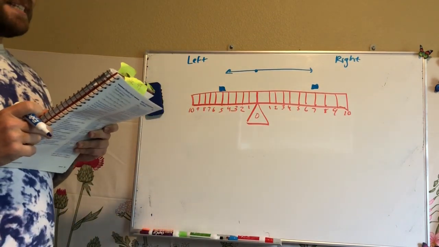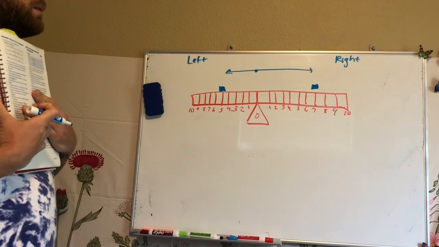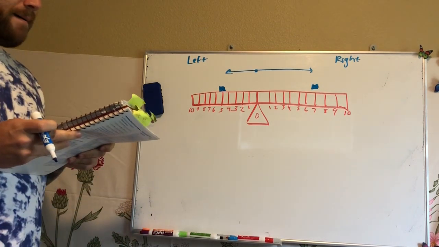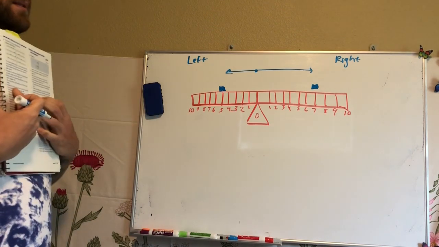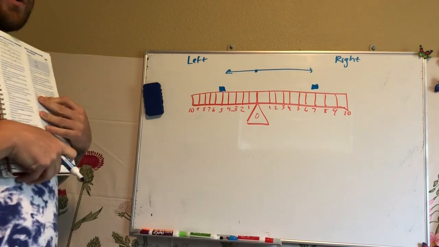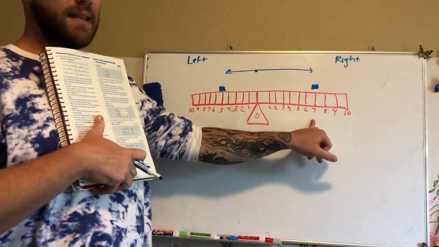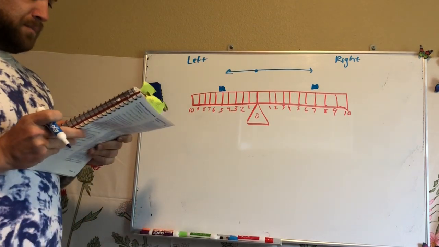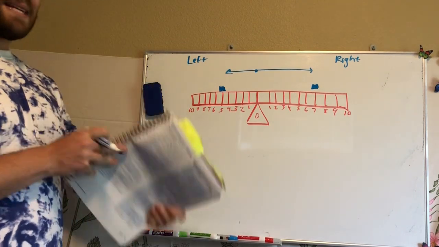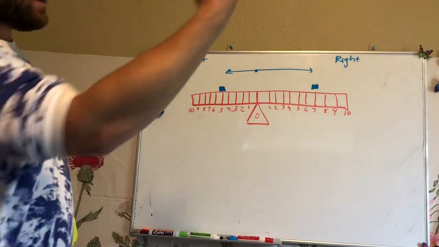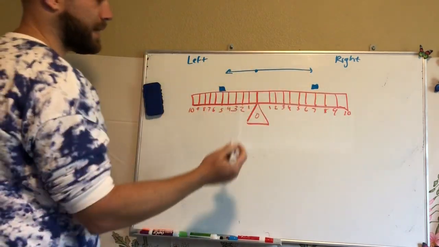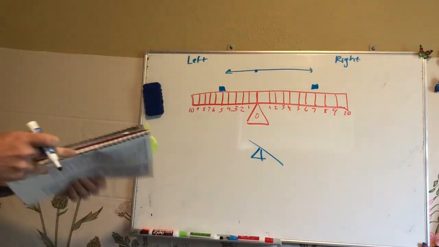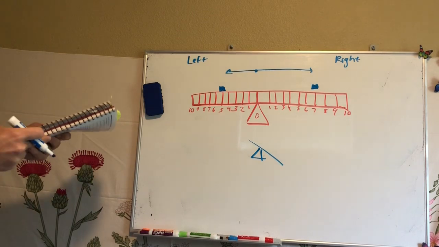So, is the distance the same on both sides? No, the distance is not the same on both sides. Which side has a greater total distance? The side that has a greater total distance is the right side because it has 7. It has 2 greater than the left. So, which side will go down? Which side will weigh more? This side, it's greater. So, it's going to go down, like so. Down on the right side.